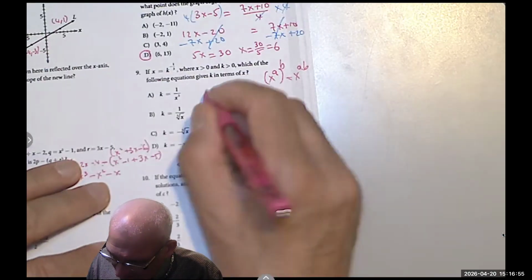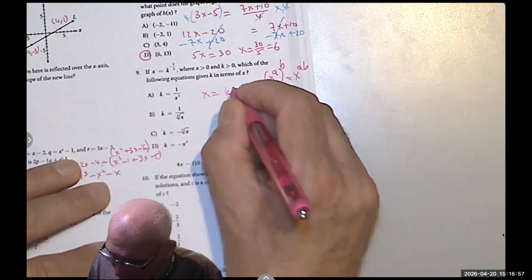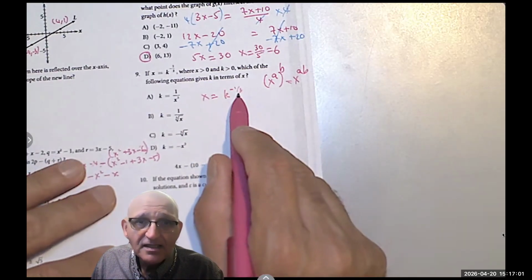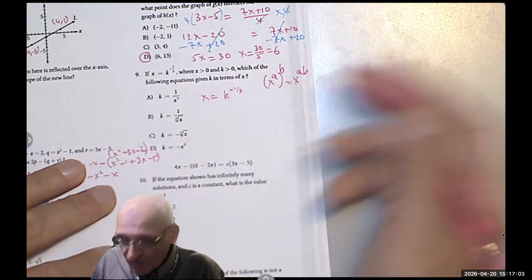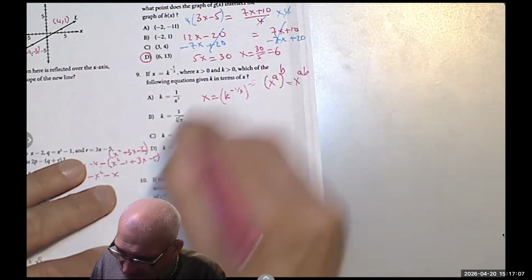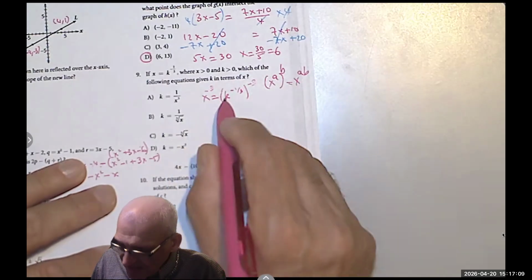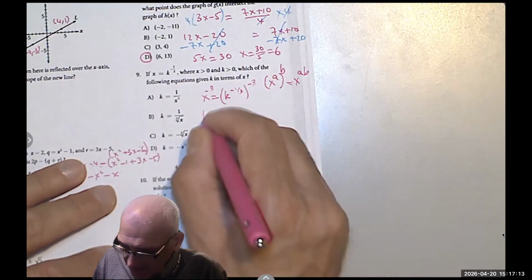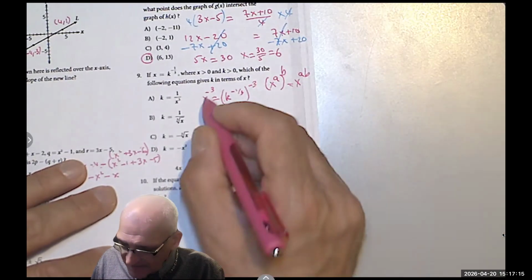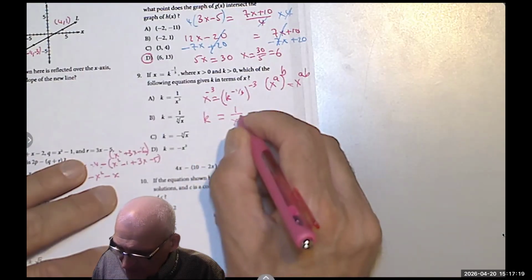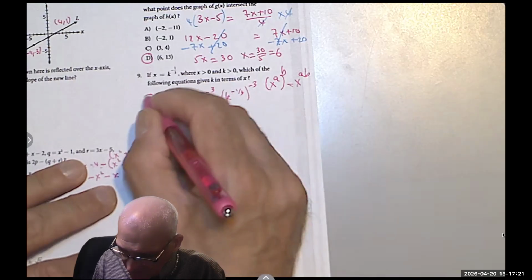So I can say x equals k to the negative 1/3. What do I need to multiply that by to make it 1? Of course, negative 3. So I raise this to the negative 3 and this to the negative 3. K to the negative 1/3 to the negative 3 is k, or k to the 1. X to the negative 3 is 1 over x to the 3rd power, which is a.